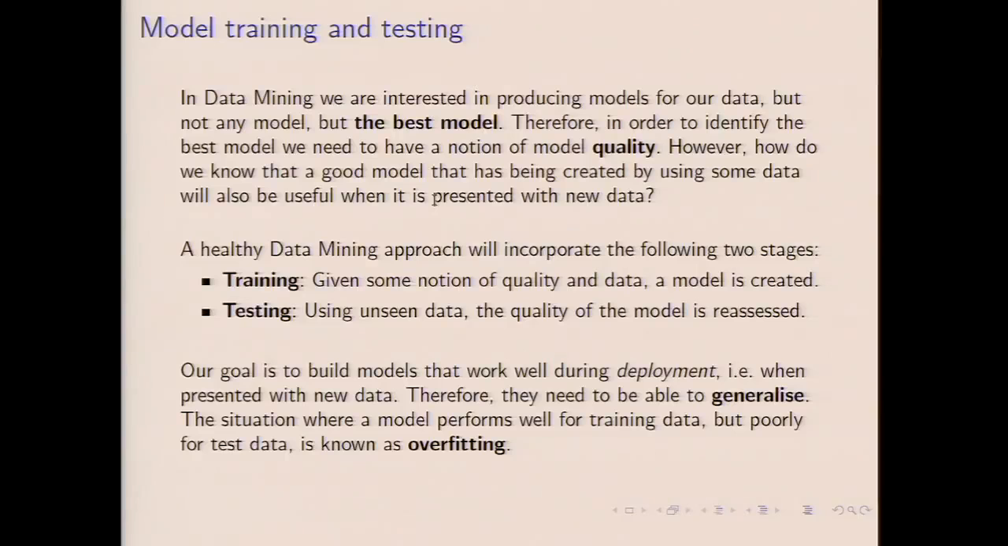So here it's the same, okay? So one of your classmates said, okay, but this is working fine for my training data.